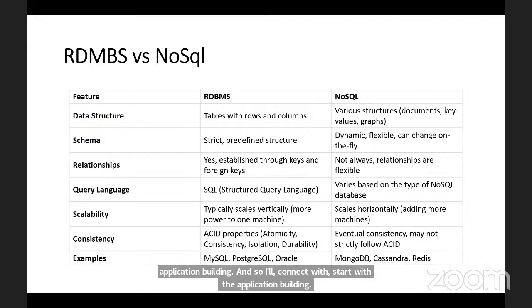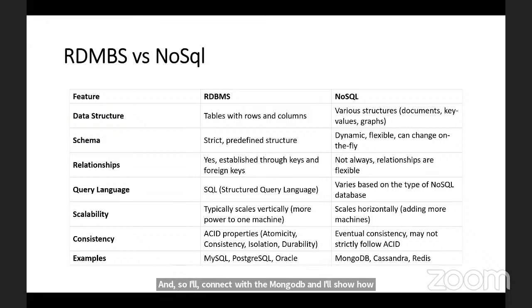Okay. Next is schema. In RDBMS, it follows a strict and pre-defined structure. When you want to create a table, at that time itself we define the columns and their data types. And if it has any kind of relationships, we also mention them at table creation time itself, right? So that's why it follows a strict and pre-defined structure.